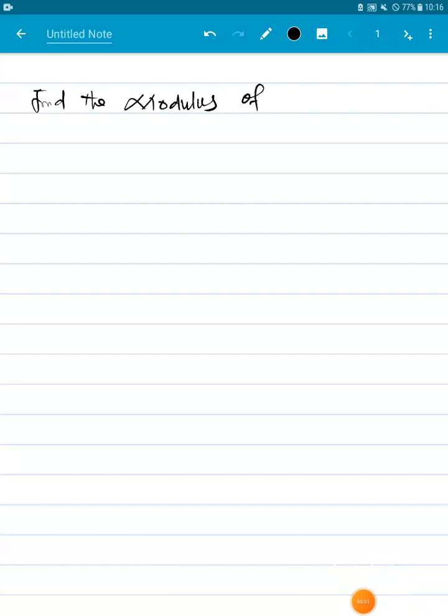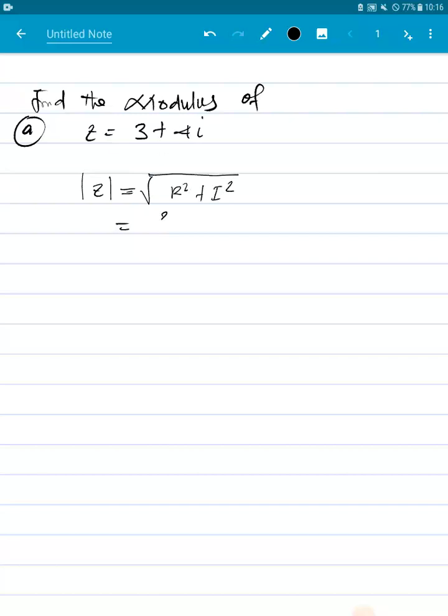Next, let's find the modulus of number 1. Z is equal to 3 plus 4i. Now to find the modulus of z, it is just given by squaring the real part and also squaring the imaginary part. So the real part is just 3 squared, 4 squared will give us 16, plus 9, to give us 25, root 25, which is 5. That is the modulus.